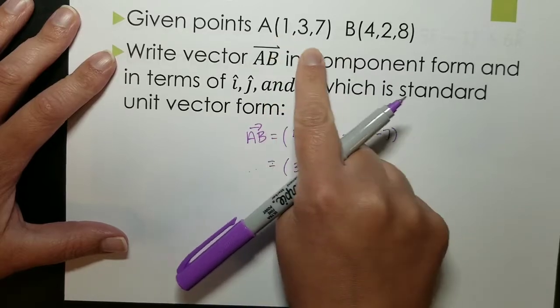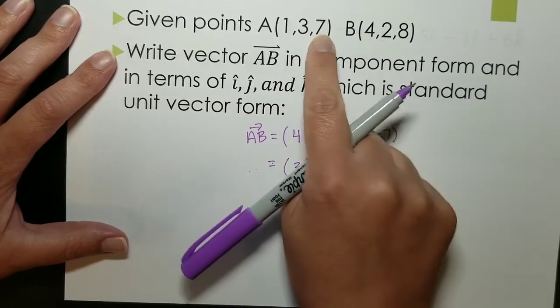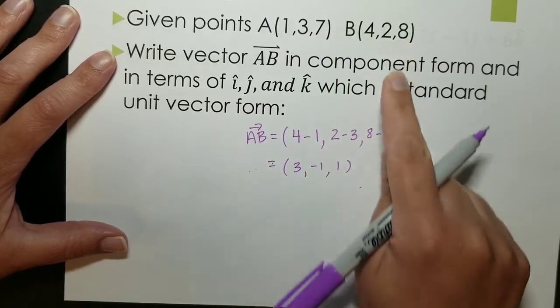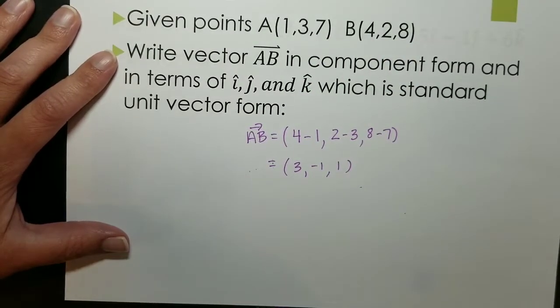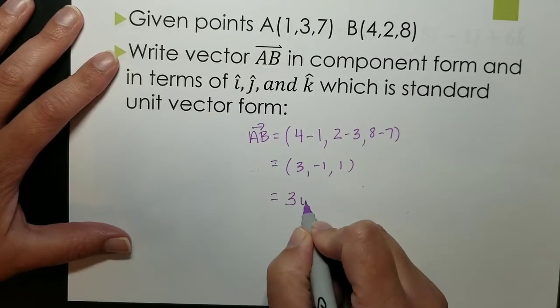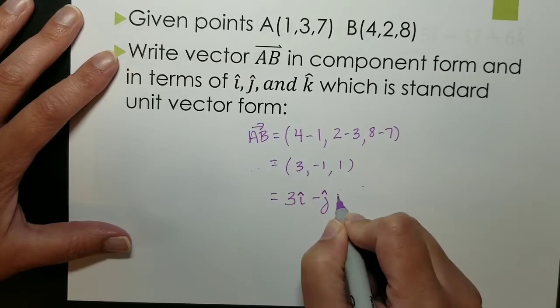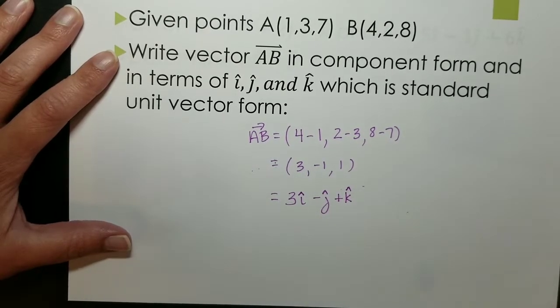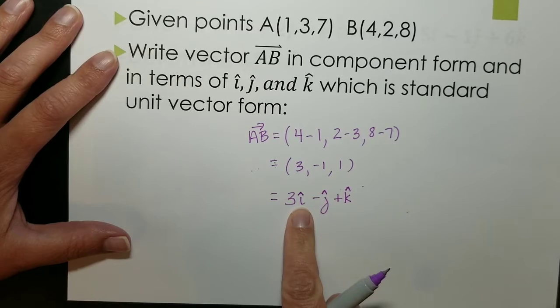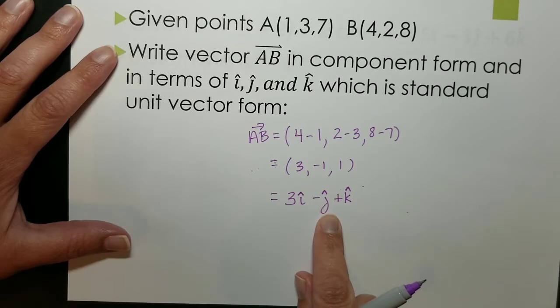So in the x direction, I'm moving 3 units. In the y direction, I'm moving -1 units. And in the z direction, I'm moving +1. Okay. We can also write this in standard unit vector form, which tells me that AB is 3 i hat minus j hat plus k hat. So 3 in the i hat direction, in the positive x direction, -1 in the positive y, and +1 in the positive z.